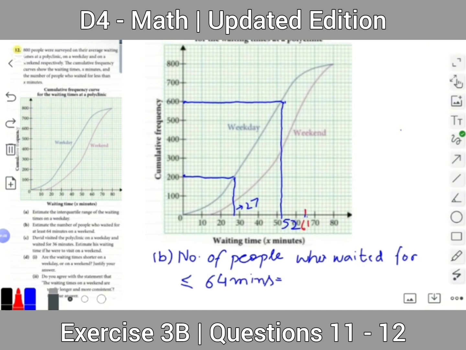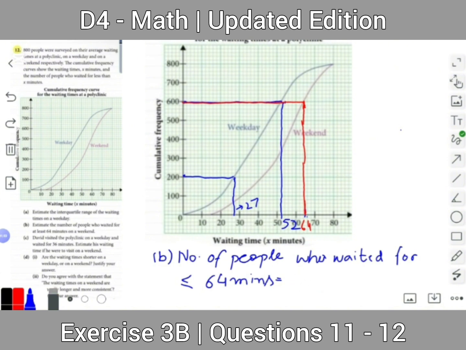So from 64 we will draw a vertical line until it touches the curve representing the weekday. Now from the point of intersection on the curve we will draw a horizontal line until it touches the y-axis. So here we have the cumulative frequency corresponding to 64 equal to 600. So now the number of people who waited for less than or equal to 64 minutes is equal to 600.